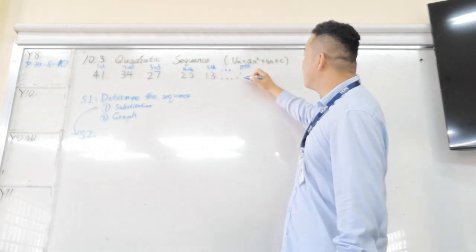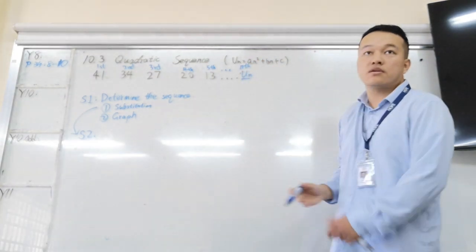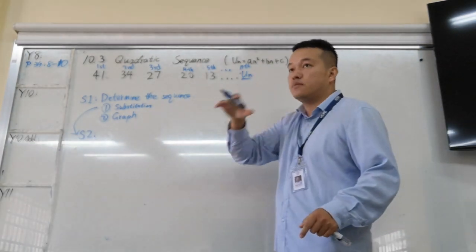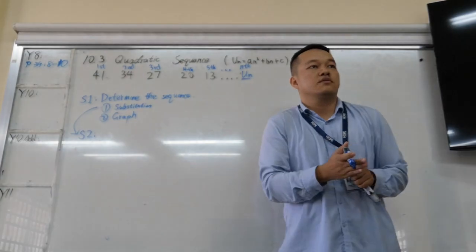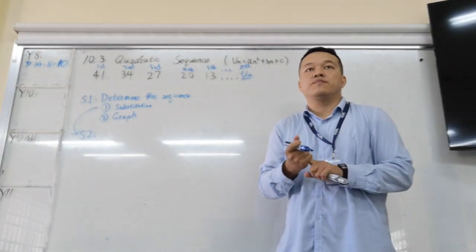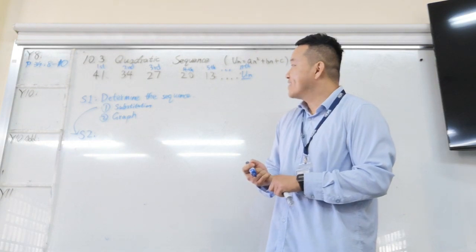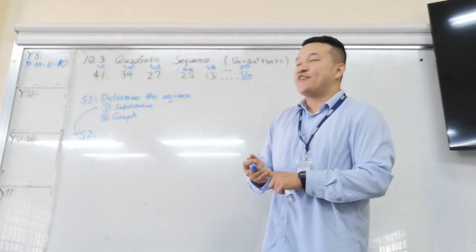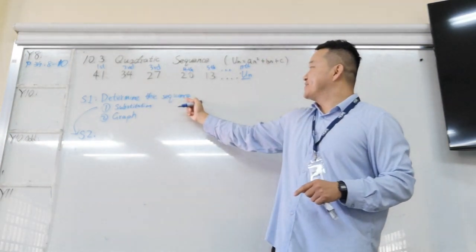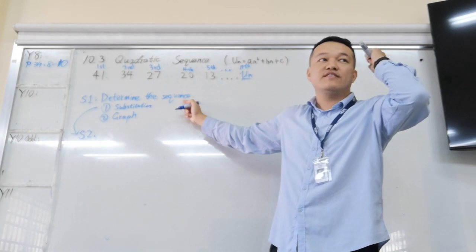Nth term, and we have a value for it, right? That's going to be Un, right? Now, for substitution, what do we need to do? Wait, hold on. We got something wrong here. Determine the sequence. How do we determine the sequence?